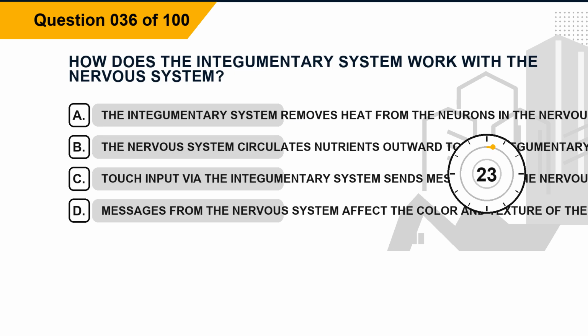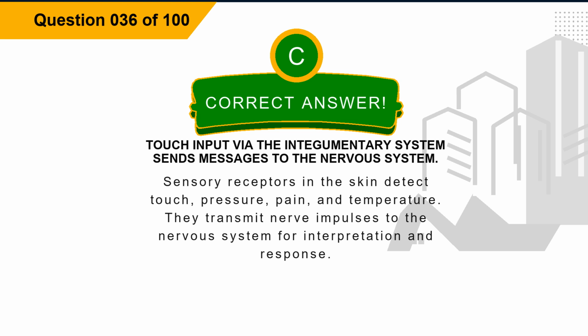Question 36. How does the integumentary system work with the nervous system? Option A, the integumentary system removes heat from the neurons in the nervous system. Option B, the nervous system circulates nutrients outward to the integumentary system. Option C, touch input via the integumentary system sends messages to the nervous system. Option D, messages from the nervous system affect the color and texture of the skin. The correct answer is option C, touch input via the integumentary system sends messages to the nervous system. Explanation: sensory receptors in the skin detect touch, pressure, pain, and temperature. They transmit nerve impulses to the nervous system for interpretation and response.